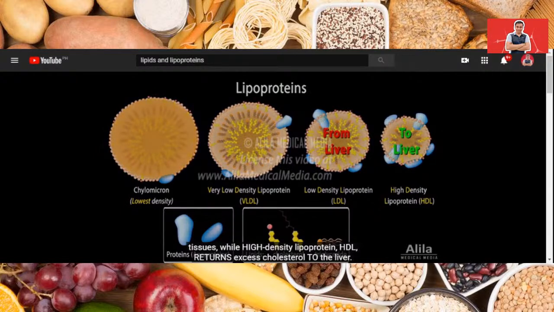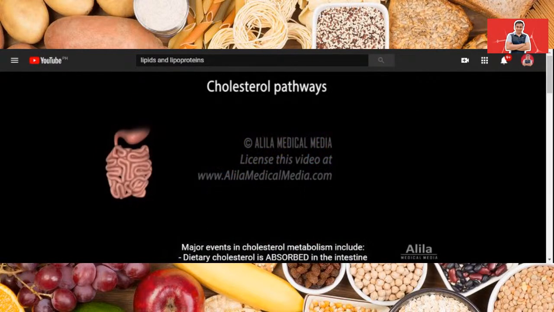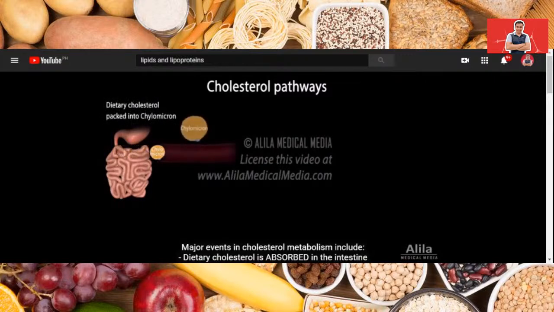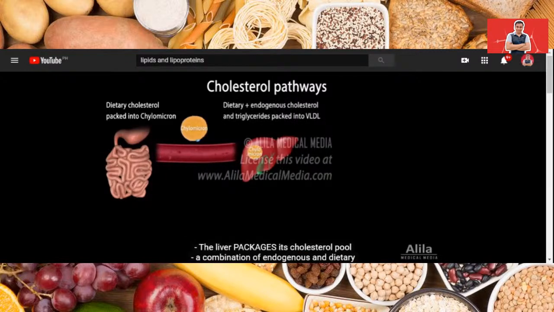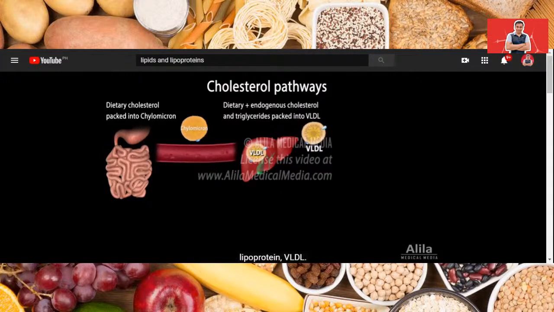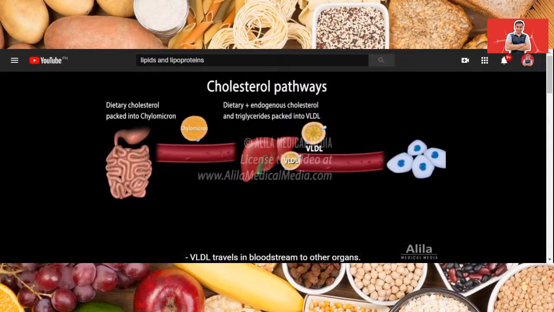Major events in cholesterol metabolism include: dietary cholesterol is absorbed in the intestine and carried via blood circulation to the liver. The liver packages its cholesterol pool, a combination of endogenous and dietary, together with triglycerides, another type of lipid, into particles of very low-density lipoprotein, VLDL. VLDL travels in the bloodstream to other organs.